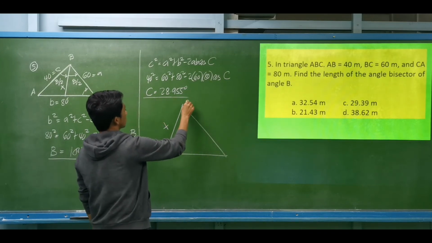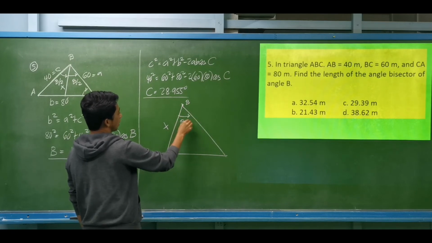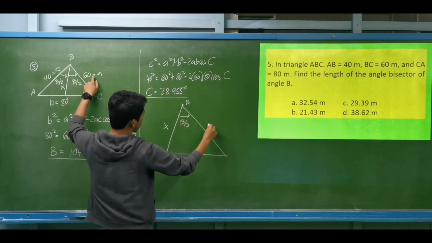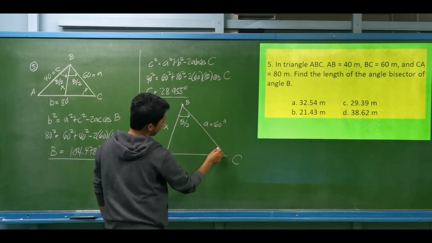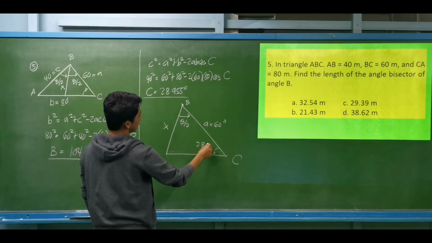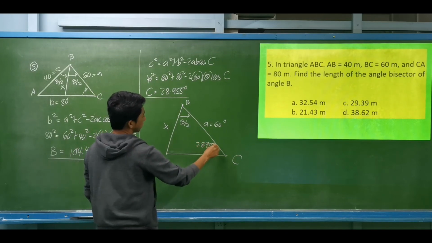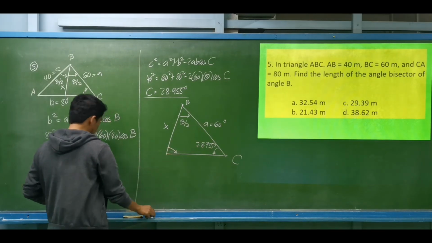Okay, so this is point B supposedly. Pero ito, hahatiin natin. This is angle B over 2. Ito si side A, we have 60 degrees. Ito si angle C, ano yung value niyan? Nakuha siya as 28.955 degrees. So obviously, makuha na rin natin yung angle na to.